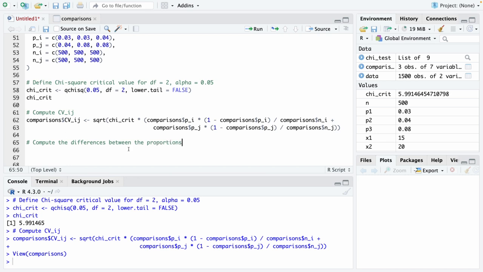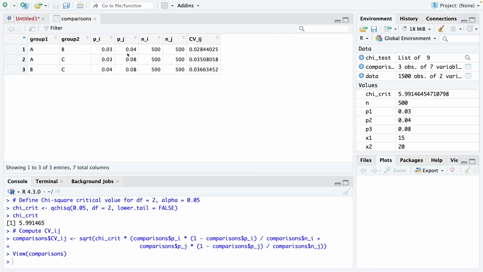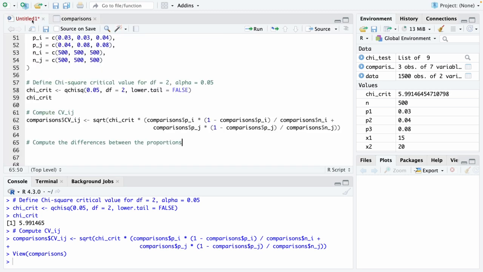So when I say compute the differences, what I mean is we're just finding the difference between 0.03 and 0.04, 0.03 and 0.08, 0.04 and 0.08, right? That's basically what I mean by the difference. And remember, it's the absolute difference, right? So maybe I should put it here.